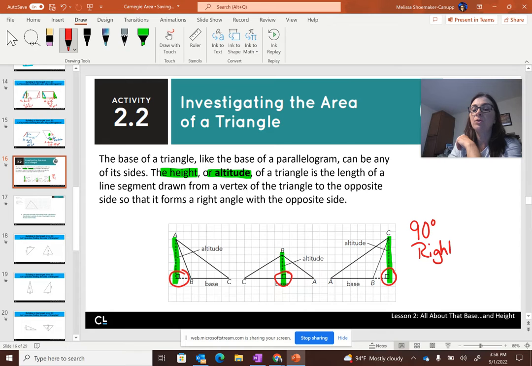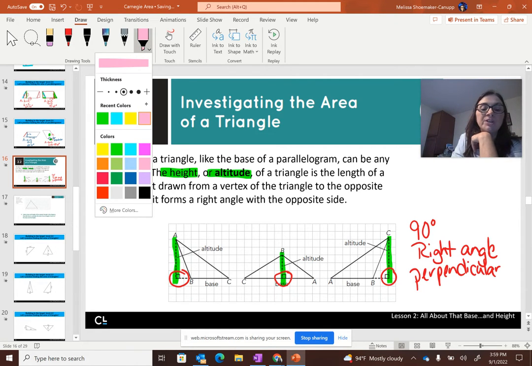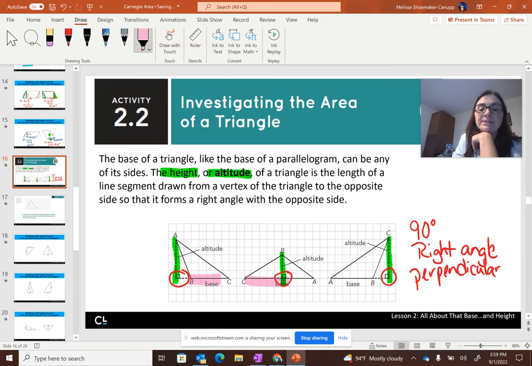It's a right angle, which also means that it's perpendicular. Okay? Perpendicular, they talk about it being perpendicular to the base, which is what the triangle is sitting on.